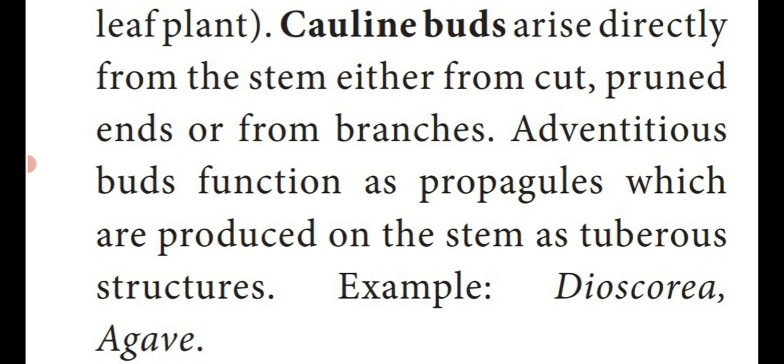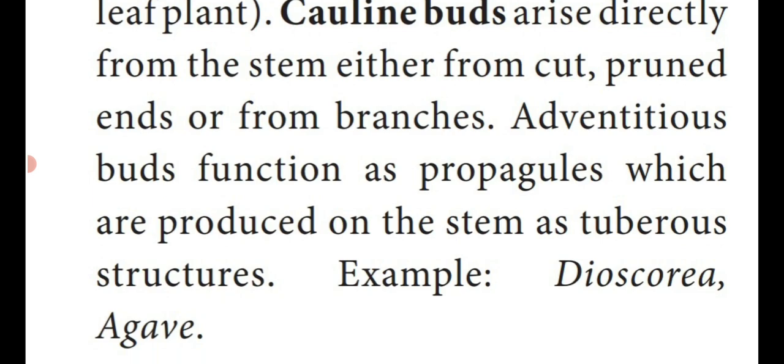These buds, which are responsible for vegetative reproduction, are propagules. They are produced in the stem portion in the form of tuberous-like structures. Tuberous means like potato, sweet potato, sakravali, or tapioca, maravali; I am telling the shape. That is the stem as a tuberous structure. Example, Dioscorea and agave.